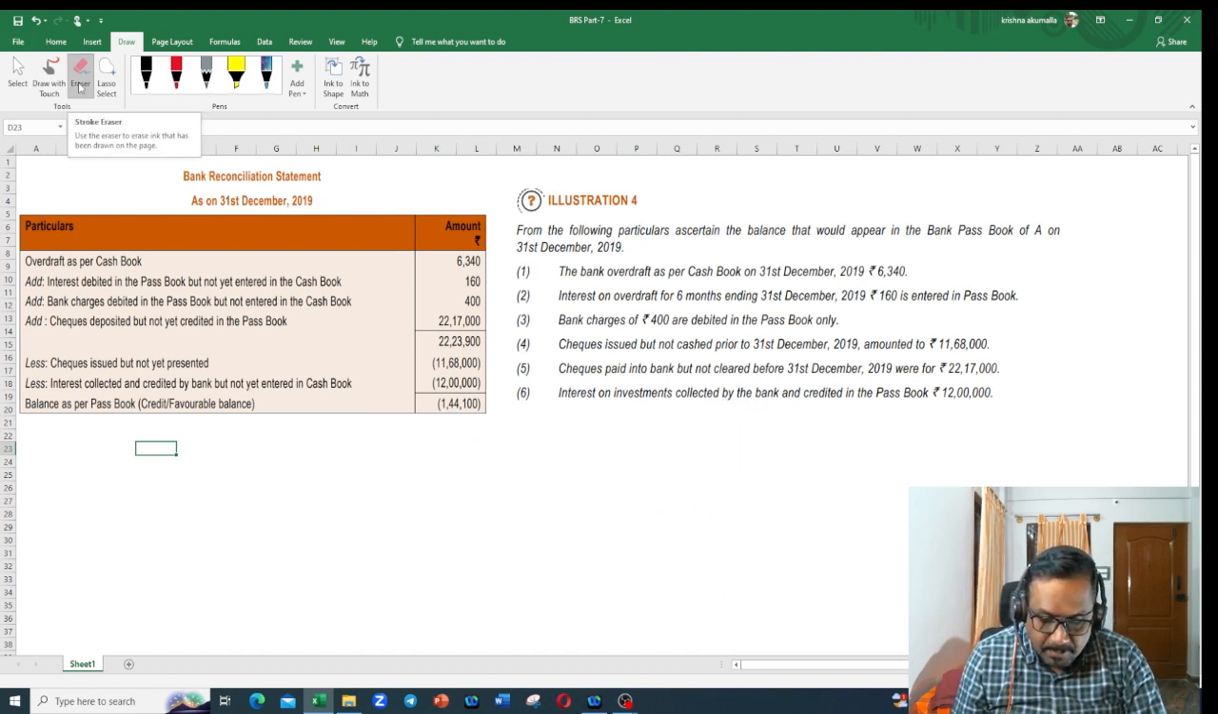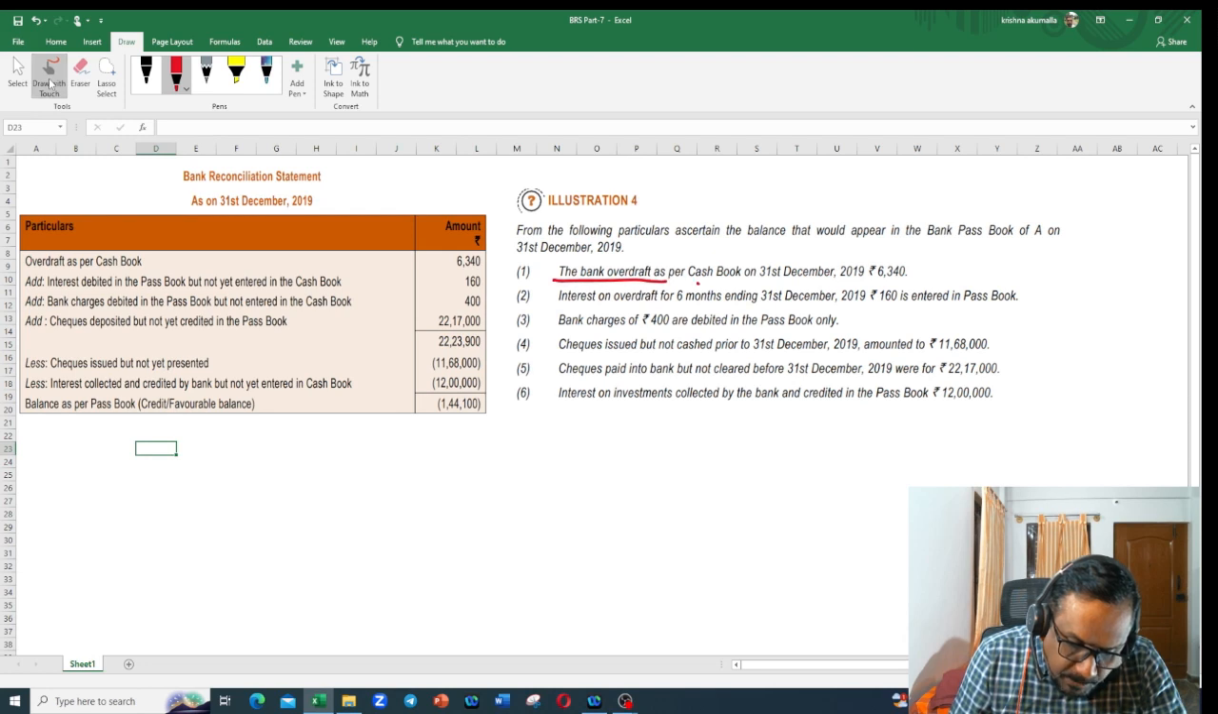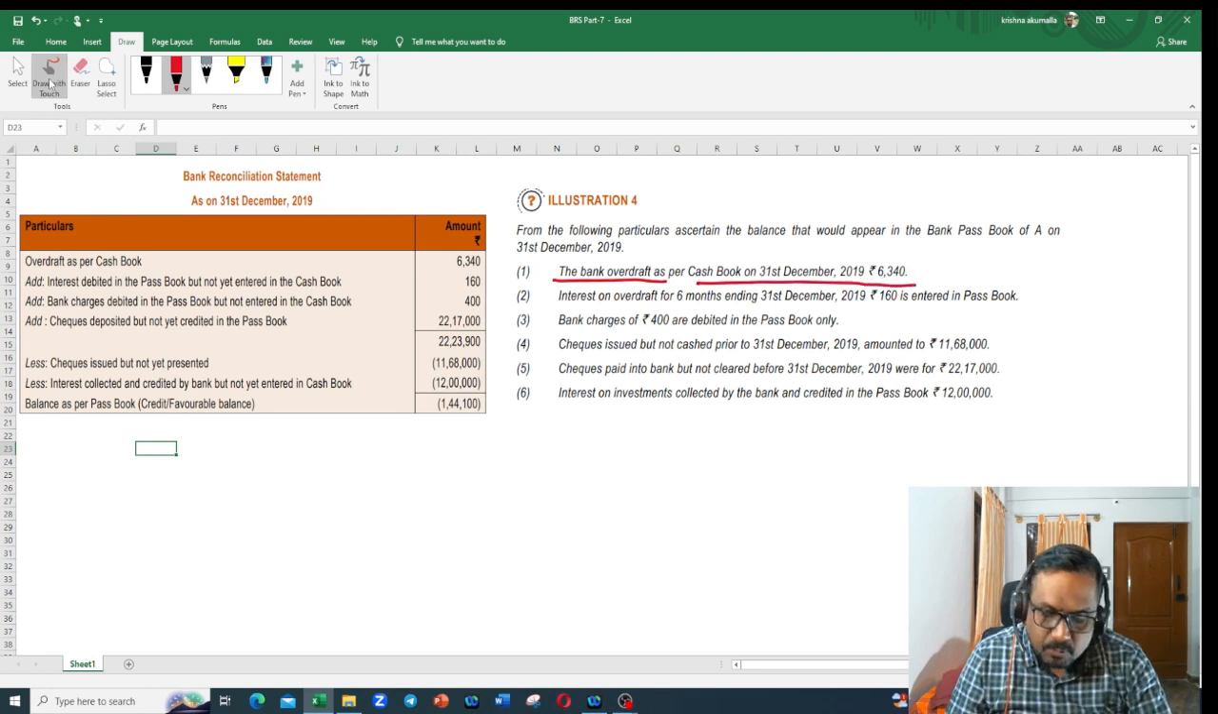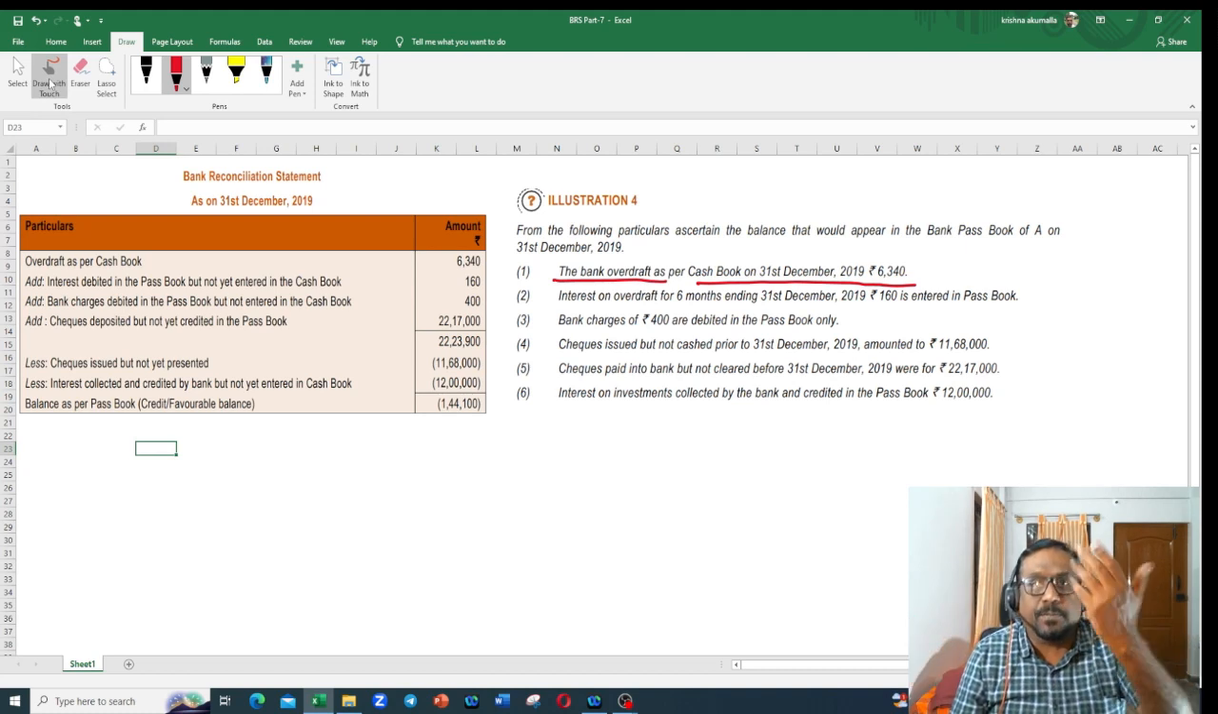Now we are going back and resolving the problem. What did they say? The bank overdraft as per cash book on 31st December 2019, 6,340 rupees. This is what they have given. Since they said it is overdraft as per cash book balance, this is unfavorable balance. That means it is not in your favor. You have to pay this amount to the bank. So it is an unfavorable balance.